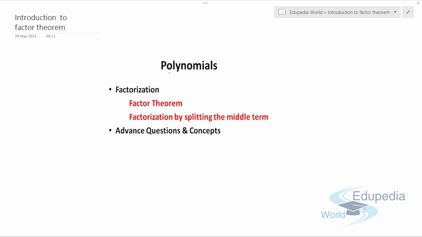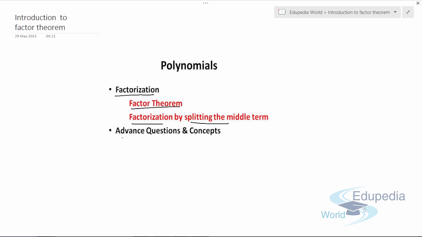In this video, we will discuss polynomial factorization. How to do factorization using two scenarios. One is factor theorem. First, we'll learn about factor theorem, how to use and apply it. Then we'll learn how to do factorization by splitting the middle term, which is very common. You must have done it in previous classes also.